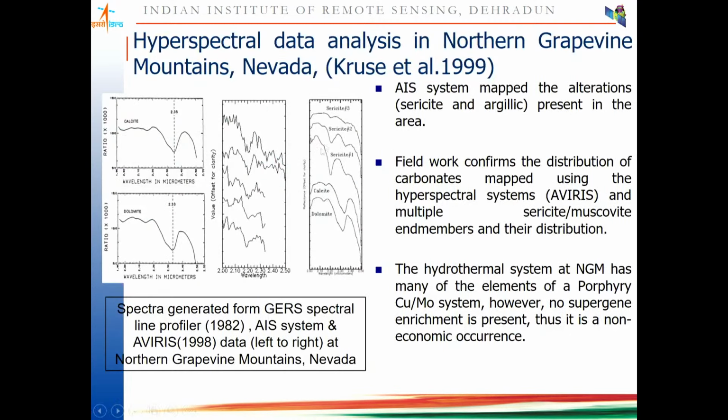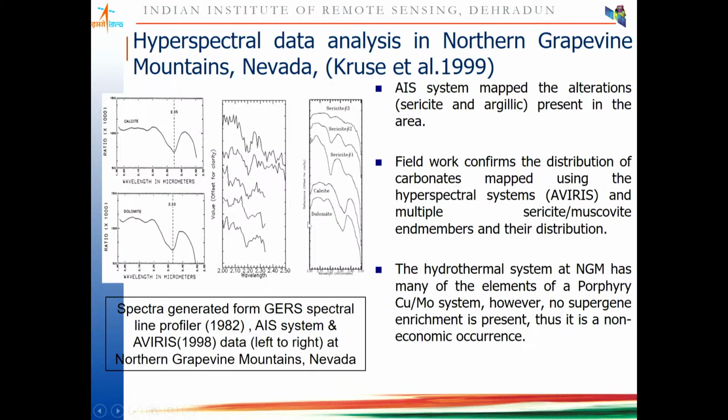Now, another study by Cruz et al. in 1999. What have they done? They have tried different hyperspectral imagers and generated the spectrum. So you see that with different spectrum, there was a line profiler in 1982, and the IIRS system, this one is the IIRS one. The spectrum can be seen clearly from left to right. This is for the line profiler, this is for AIS, and this is for the IIRS.